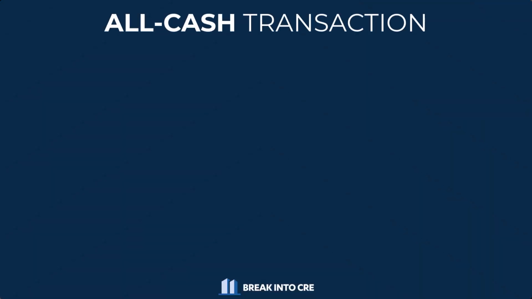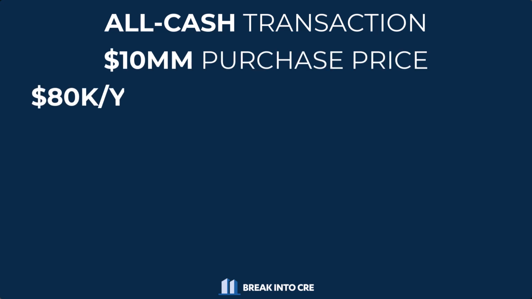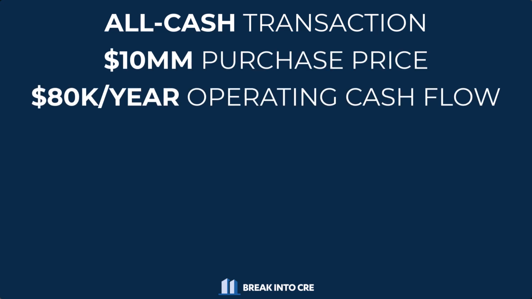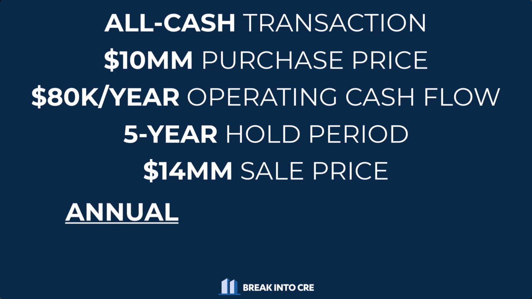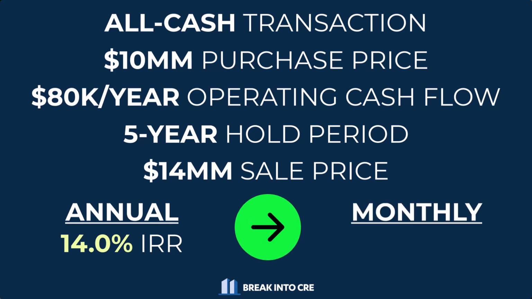For example, if we plan to buy a property in an all-cash transaction for $10 million that would generate $80,000 in operating cash flow on an annual basis, and we plan to sell that property 5 years later for $14 million in an annual cash flow distribution scenario, this would produce a 14% IRR, but in a monthly cash flow distribution scenario, that IRR would jump up by 50 basis points to 14.5%.